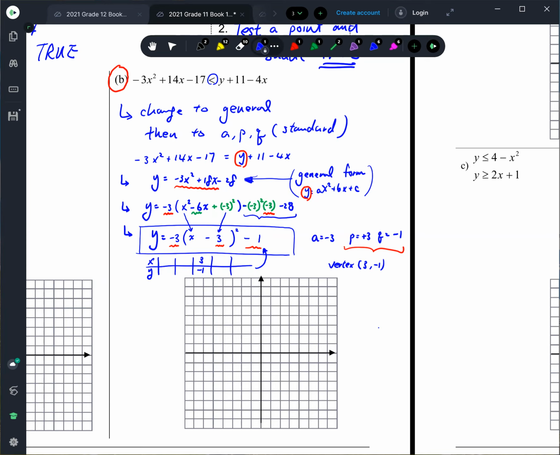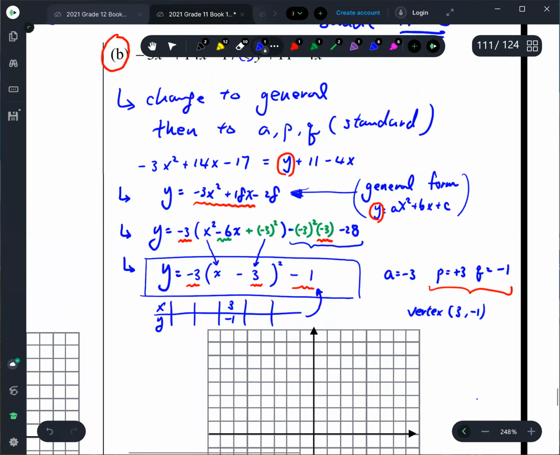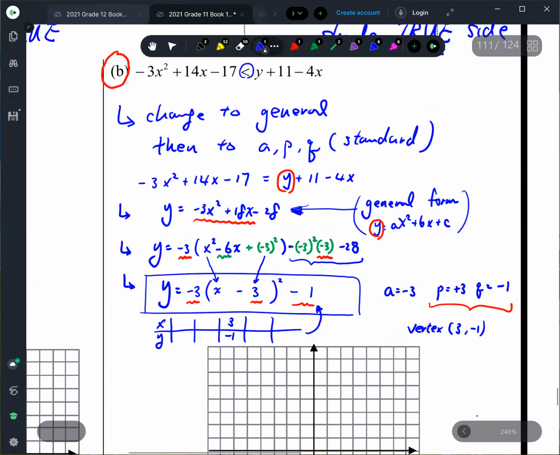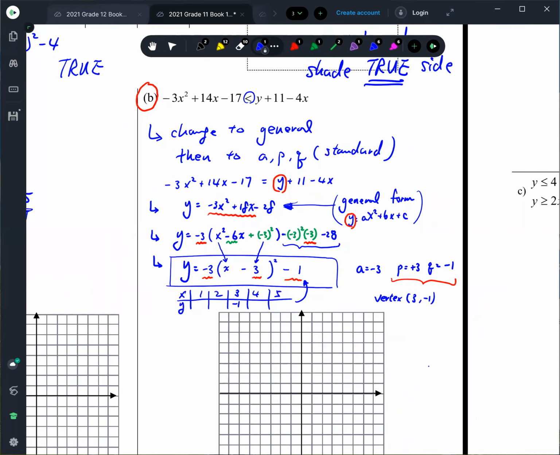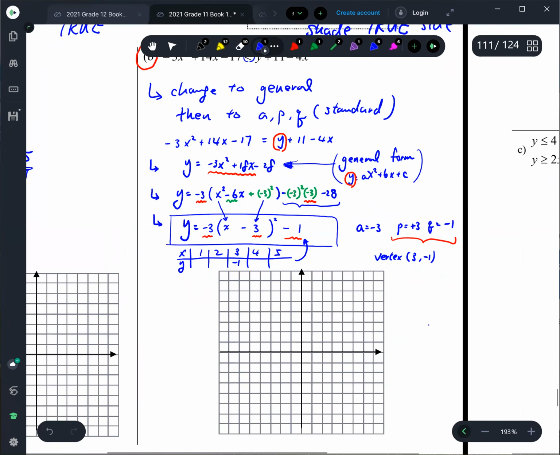Okay, let's check the x values. What did you put in for x? Angeline, what are the x values? 1, 2, 3, 4, 5. Yeah, very good. You just pick points around 3. So use those x values, plug them into the standard form that you found, and draw the parabola.